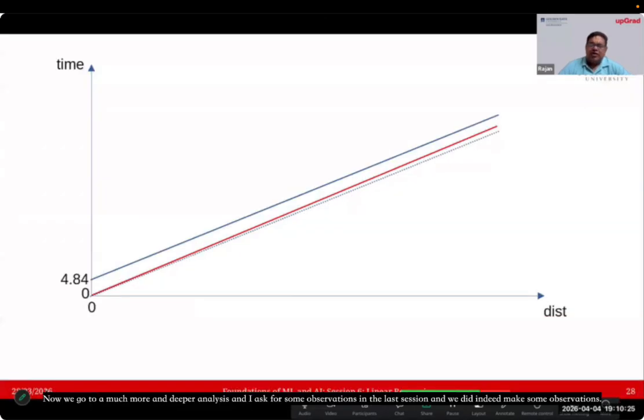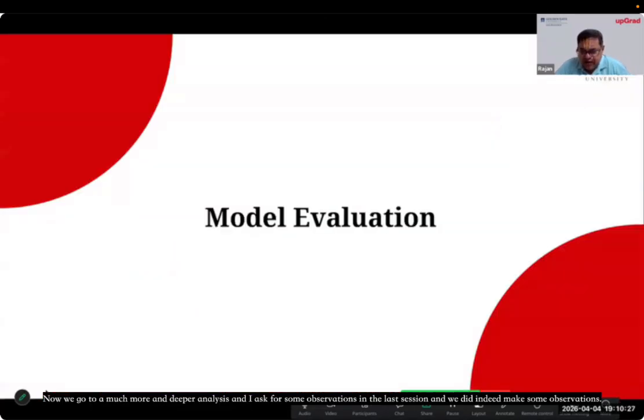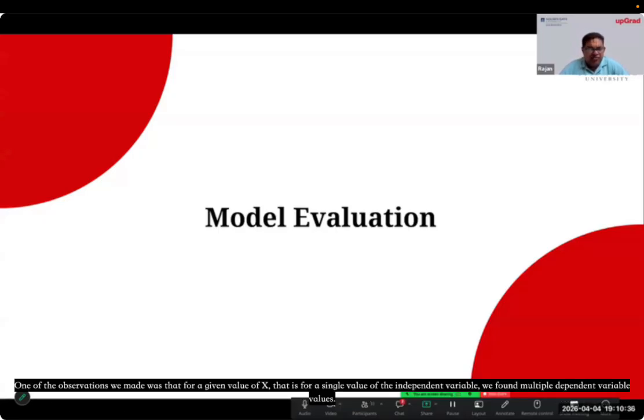We could go to a deeper analysis. And same thing, I asked for some observations in the last session, and we did indeed make some observations in the reverse direction. So what we could do was start with that, put all the variables in the model, all the 5 variables in the model, for a given value of X, for a single value of the variable.